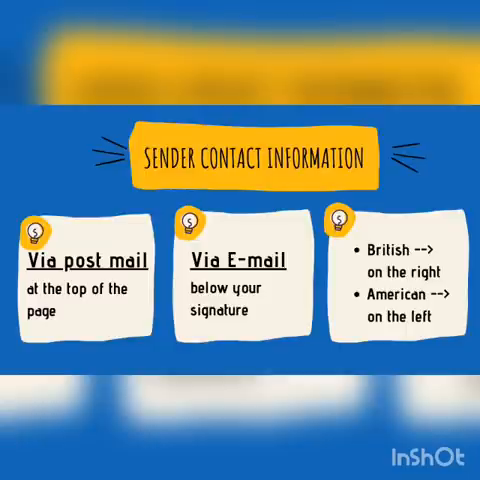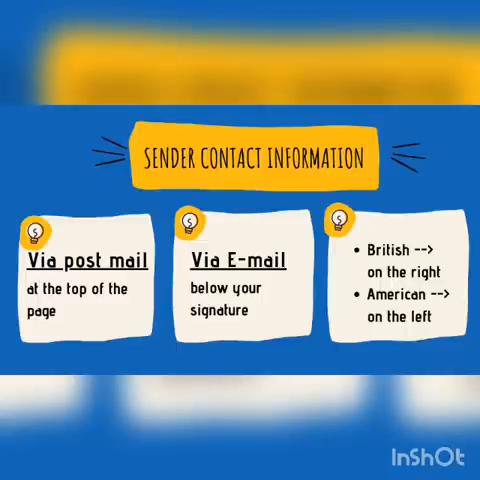Let's start with sender contact information. Now if you want to send your letter through postmail, you can write your contact information at the top of the page. And if you want to use American English, you have to write your contact information on the left side. Okay, but if you prefer to use British English, you have to write your contact information on the right side.